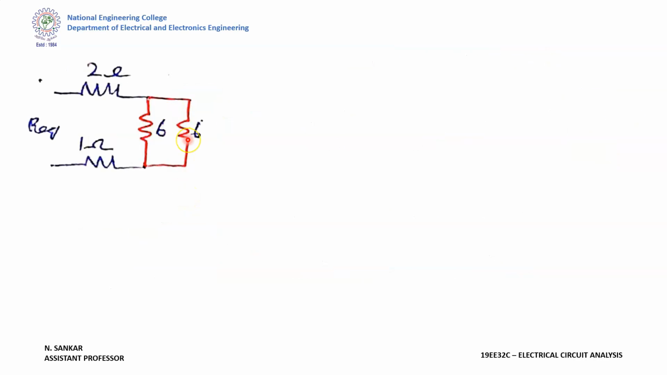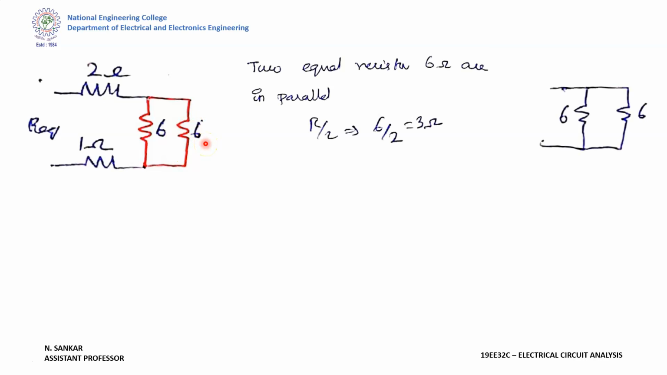Now these two resistors can be replaced by a 6 ohm resistor. Okay, 6 ohm parallel again. So two resistors are connected in parallel. Instead of going for the formula, you can simply put R by 2, that is 6 by 2, which will be equal to 3 ohm. Like this, or you can go for the formula also: 36 by 12, that is equal to 3 ohm.